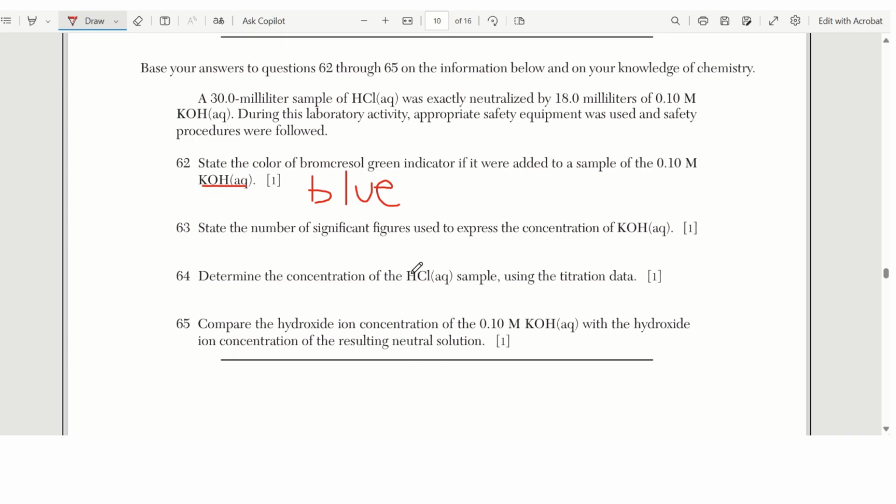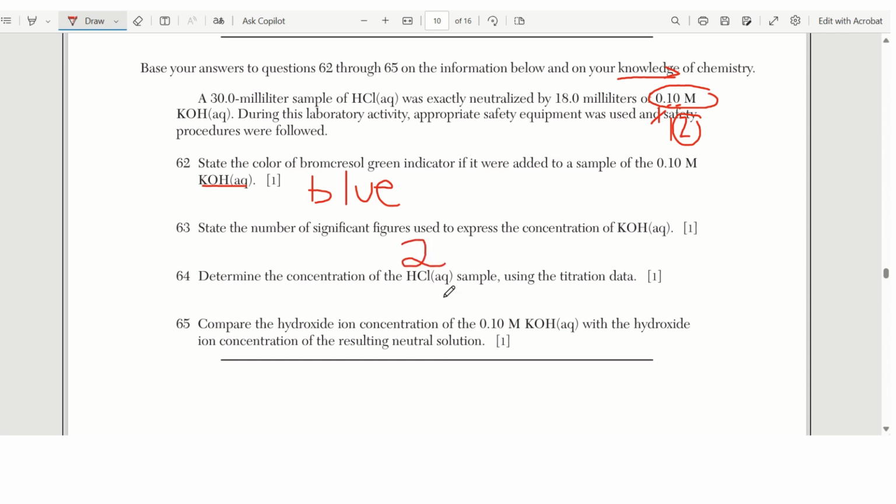State the number of significant figures used to express the concentration of KOH. Well, here is the concentration of KOH. Notice that there is a decimal point in that number. When there is a decimal point, we begin counting in this direction. That first number is a 0. Skip it. The second number is not a 0. Begin counting there and then count everything else. So we have 2 significant figures.